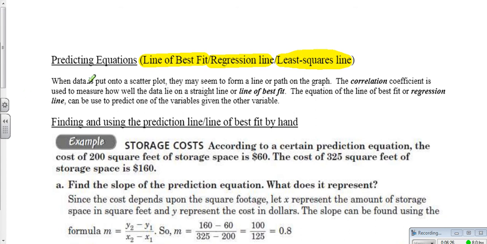And as mentioned already, when data is put onto a scatter plot, they may seem to form a line or a path on the graph. The correlation coefficient is used to measure how well the data lie in a straight line. So again, if you have a correlation of 0, the data does not look like it's on a straight line, and we'll look at that on the last slide. So line of best fit is the line that best seems to fit the data. The equation of the line of best fit is the regression line. So if you write your equation for that line, we'll talk about how to do that, it's called a regression line. But you can still call it line of best fit and so on.